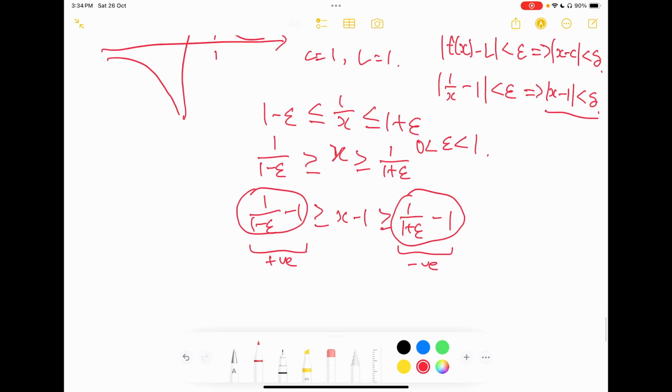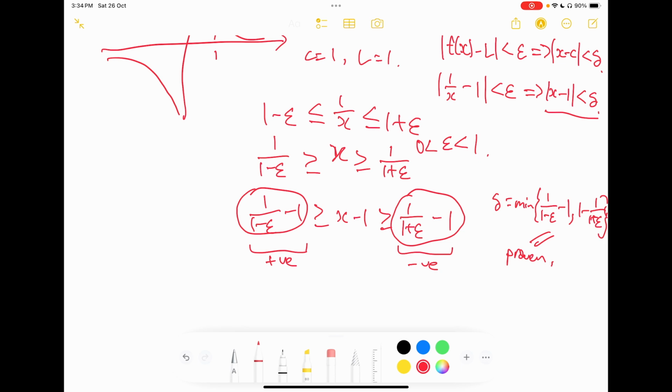So we can take delta as the smallest of these two. If we define delta to be the minimum of 1 over (1 minus epsilon) minus 1 and 1 minus 1 over (1 plus epsilon), this is a valid delta. And in fact, this would be the answer. This would be the delta we need to prove that this limit does exist, right? So yeah, this is the answer. And we have proven using epsilon delta.